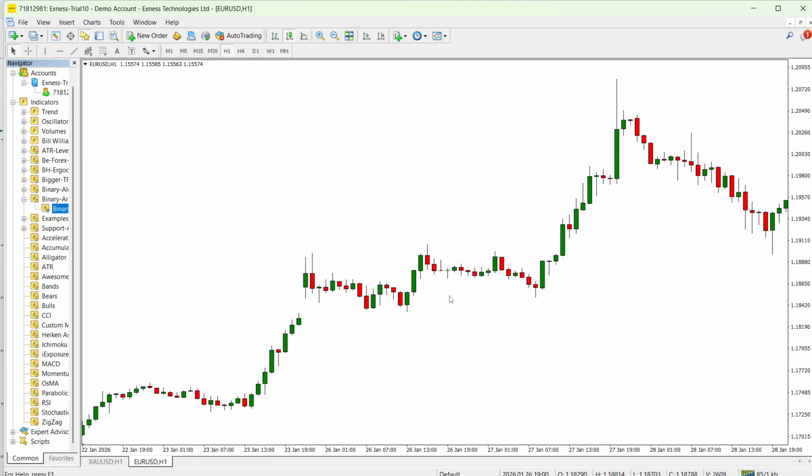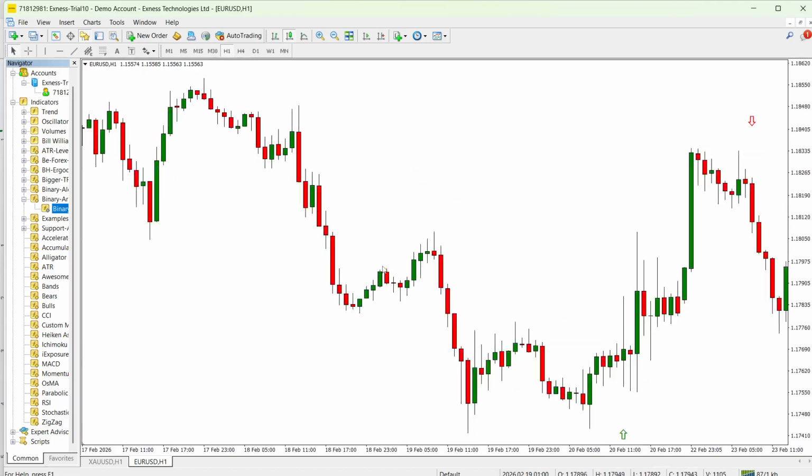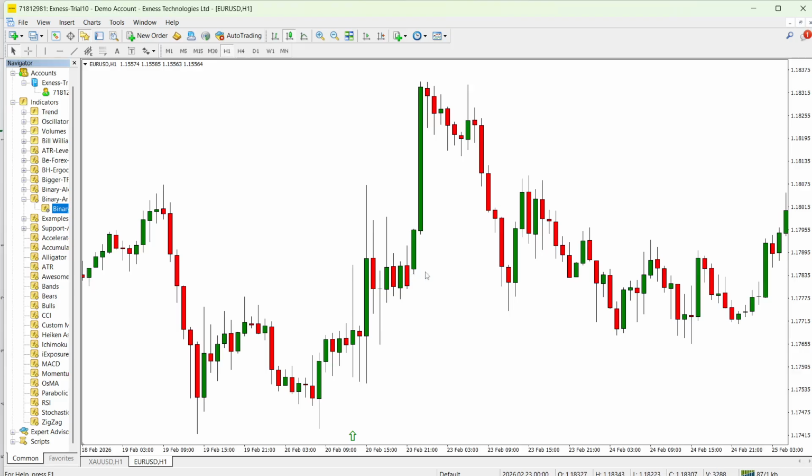You can download the binary arrow indicator for MT4 using the link in the description below. It offers clean on-chart arrows that turn your trend and momentum conditions into simple visual prompts.